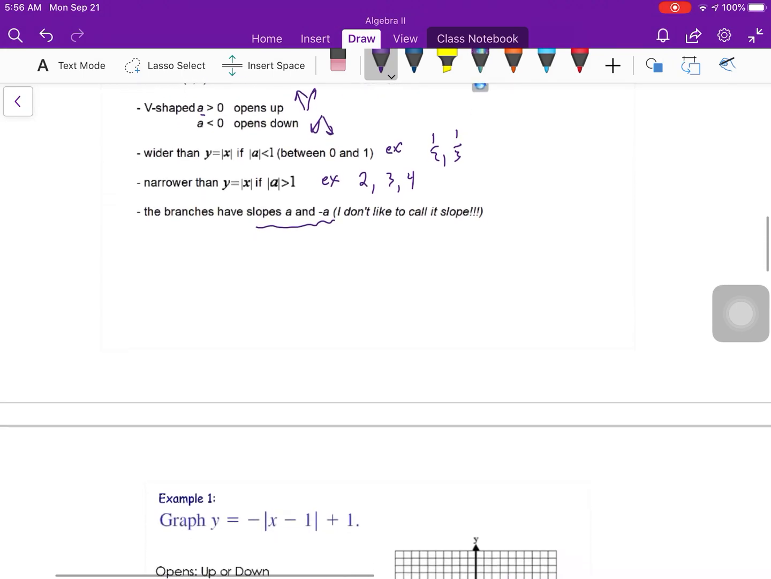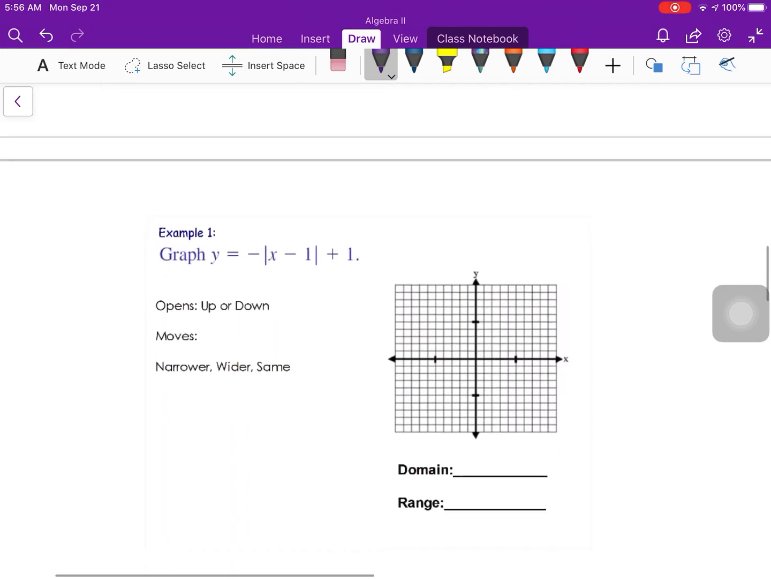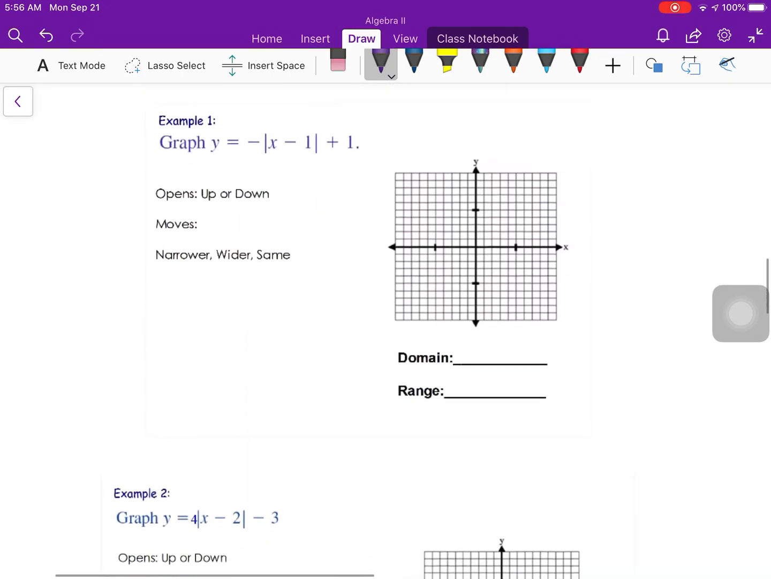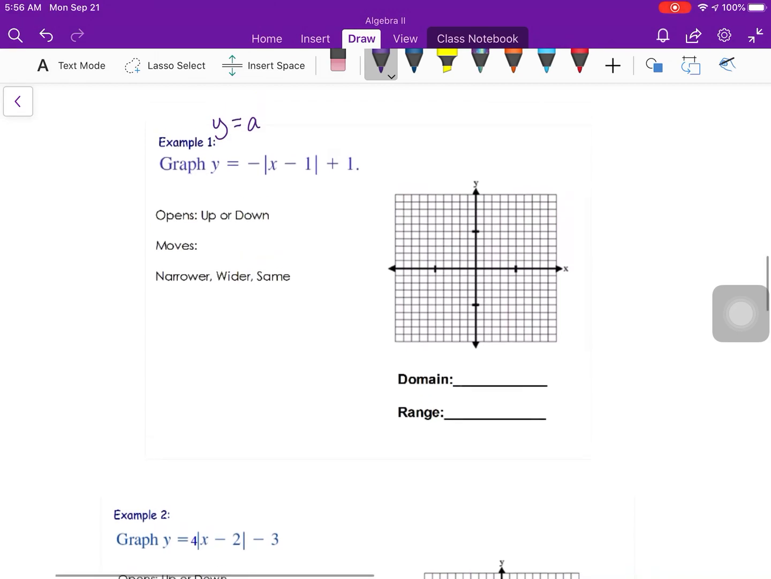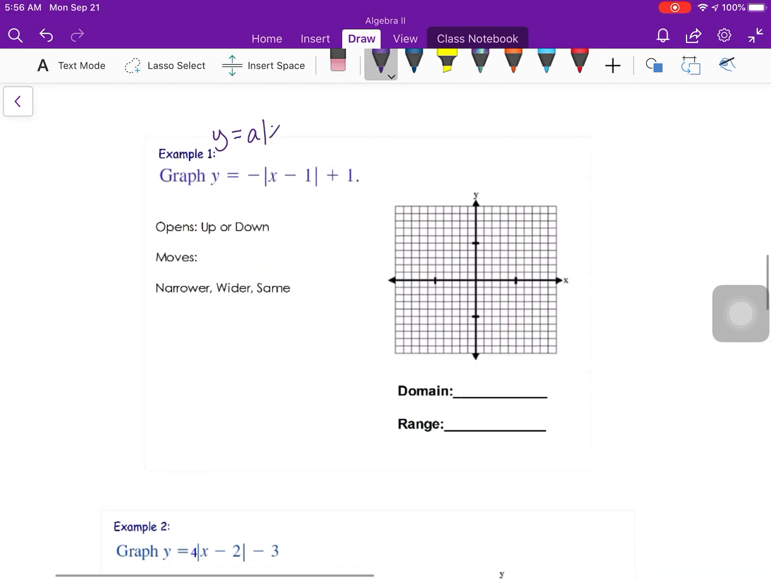I just said that again. So here's what I do. I look at the a value, and I compare it to y equals a absolute value of x minus h plus k. And I just look down at each of those numbers and identify them. So a is -1. Well, what does that tell me? Oh, it's negative, so it's going to open down.